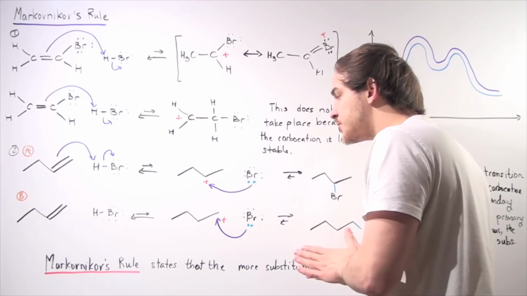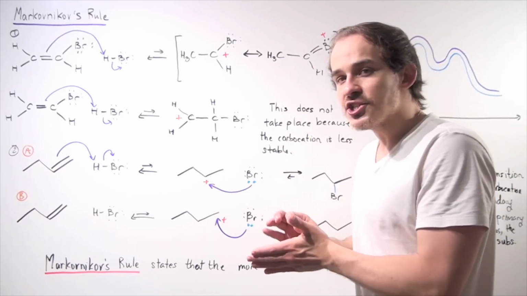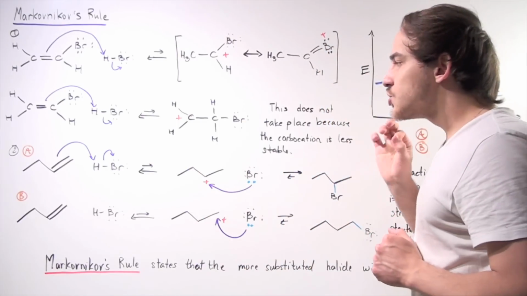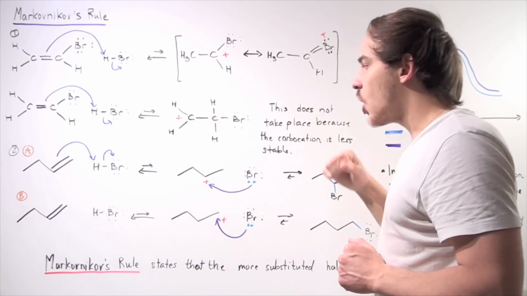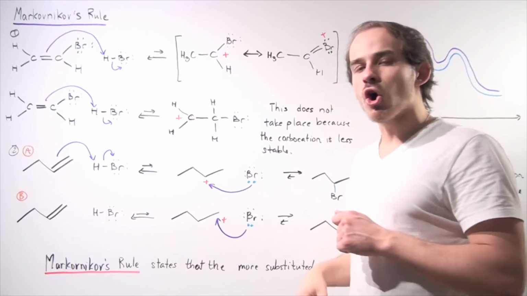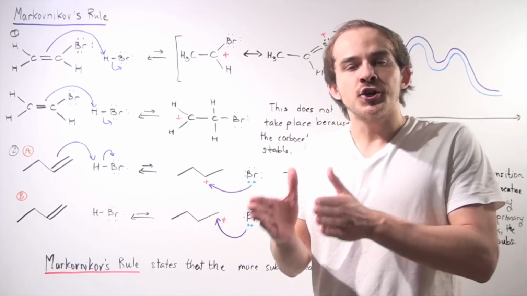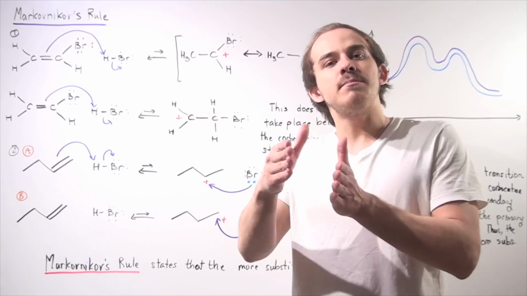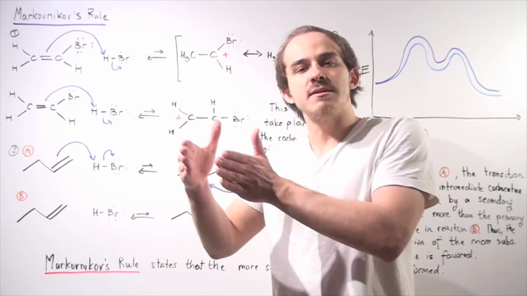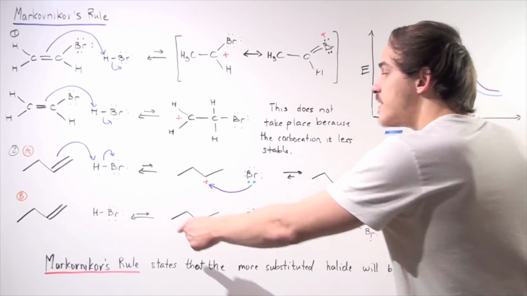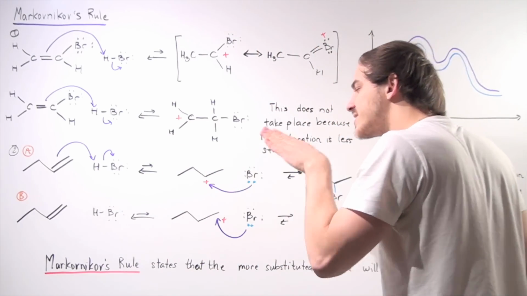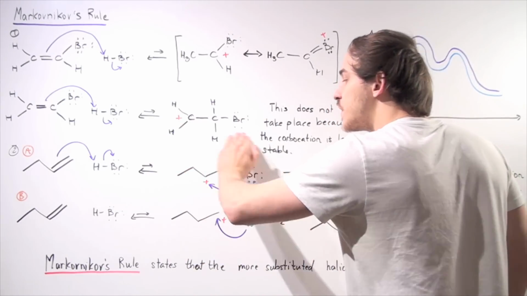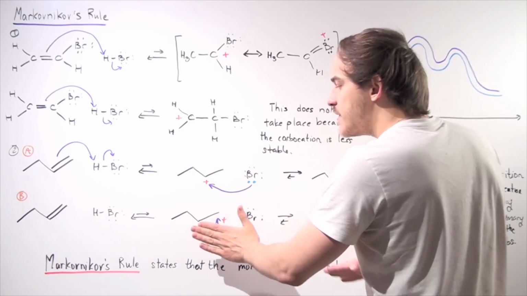Well, to answer this question, let's look at the stabilization of the transition state as well as our intermediates and products. So notice that we have a secondary carbocation here and a primary carbocation here. Recall that tertiary carbocations are more stable than secondary, which are more stable than primary, which are more stable than methyl carbocations. That means this intermediate will be more stable than this intermediate because we have a secondary carbocation. So this will be lower in energy than this one.